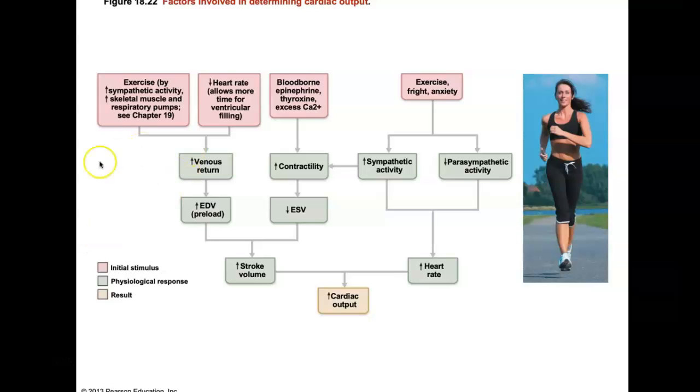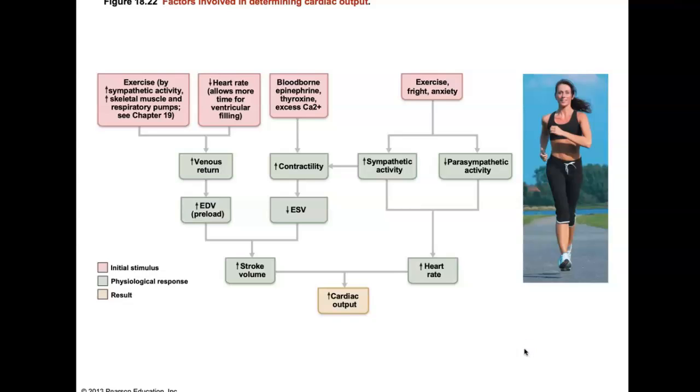We looked at preload or end diastolic volume. We also looked at the contractility, and we looked at the afterload as well. So now what we want to do, very quickly before we conclude the chapter, is look at the effects of the nervous system on heart rate.